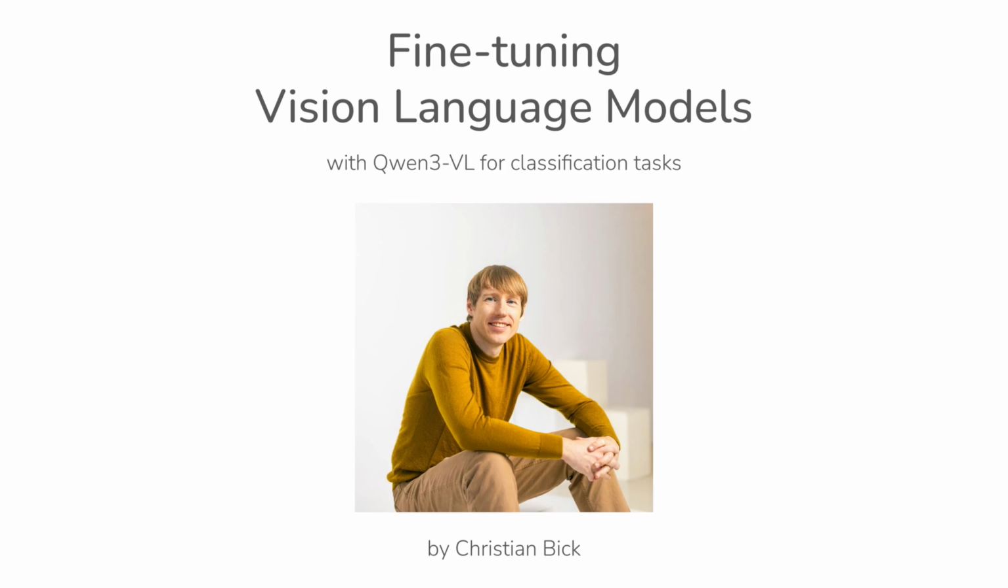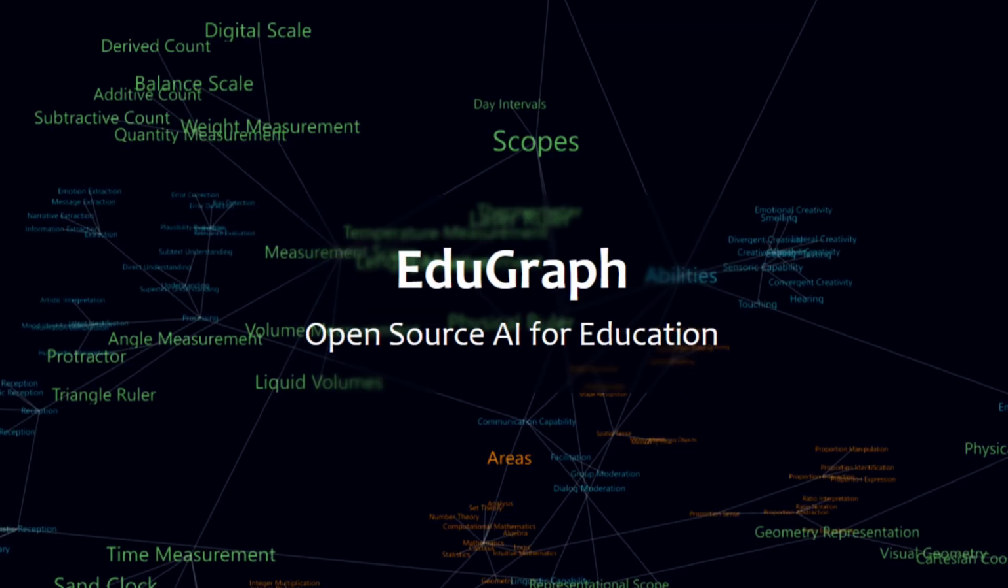Hi, this is Chris. And because a lot of people couldn't attend the AI engineering meetup where I gave this talk about fine-tuning vision language models, I wanted to provide a recording for those who were interested and reached out to me. So to be a little bit more precise, it's not just fine-tuning in general, but fine-tuning for classification tasks. And the vision language model that I used for this was Qwen3-VL.